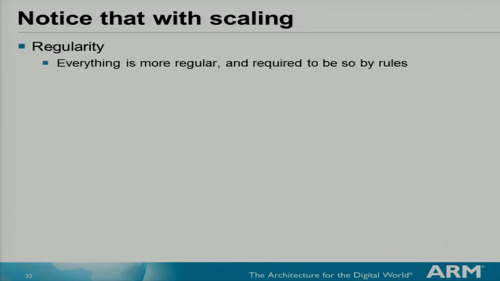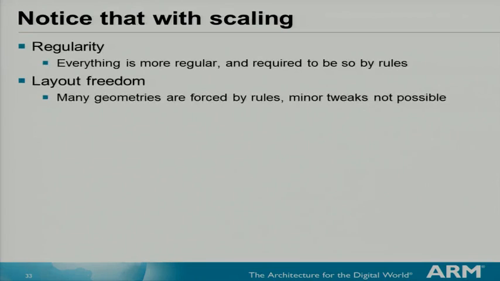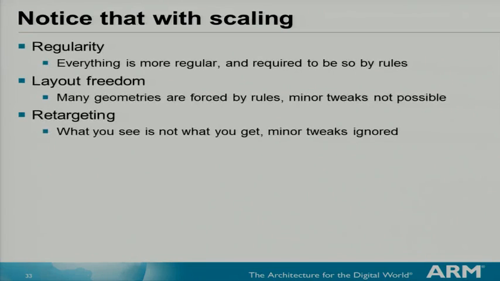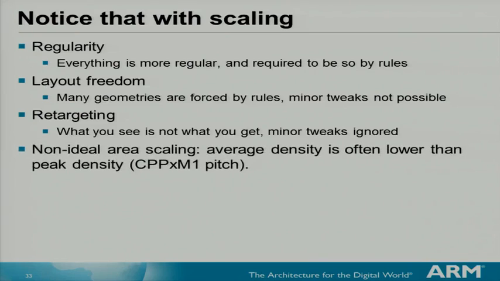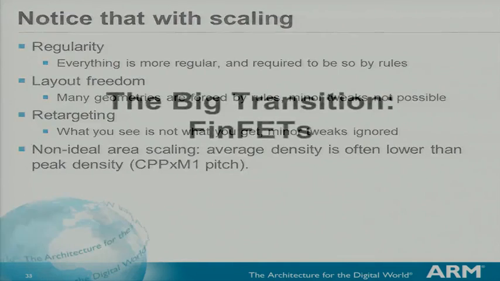So notice that with scaling, everything is much more regular now. Layout freedom is restricted. What you see is not really what you get. There are minor tweaks involved. And finally, the area scaling is non-ideal. The average density is often less than the peak density, but that's not really the case everywhere, but in a lot of places, and depending on what kind of cell you're using and what kind of circuits you're looking at.